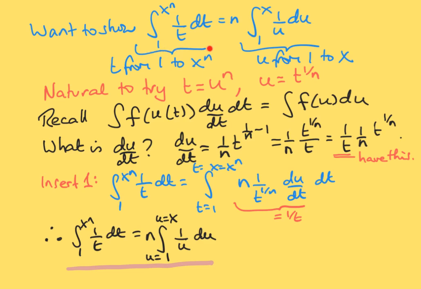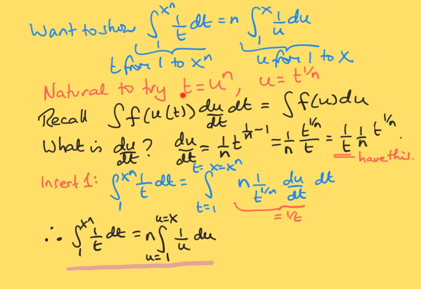So if we look at this integral, t ranges from 1 at the lower limit to x to the n at the upper limit. The other side of the identity we're trying to show, u ranges from 1 to x at the upper limit. So I think it's natural to try the substitution that t is equal to u raised to the power of n.